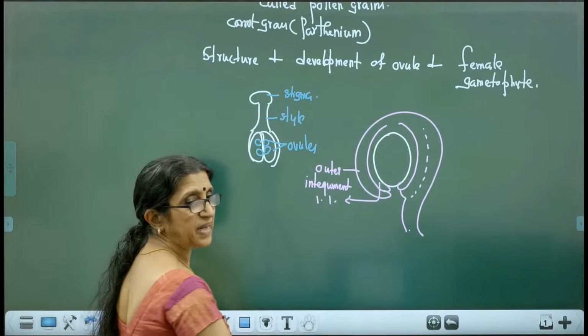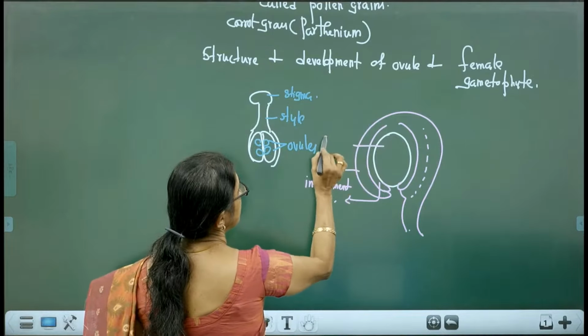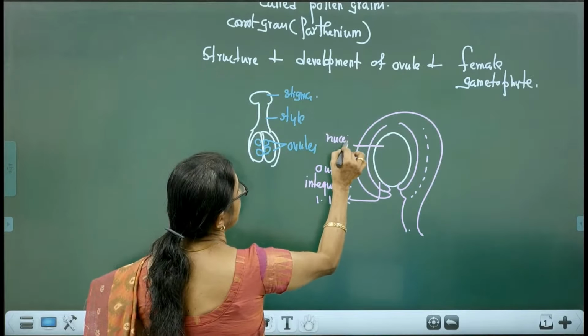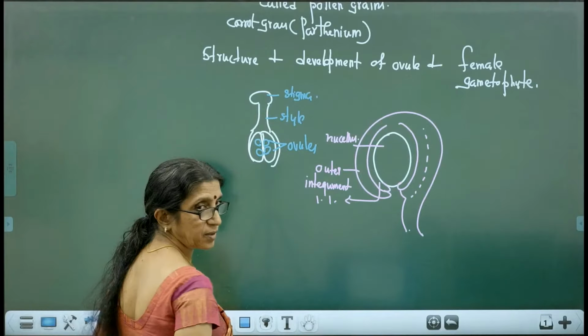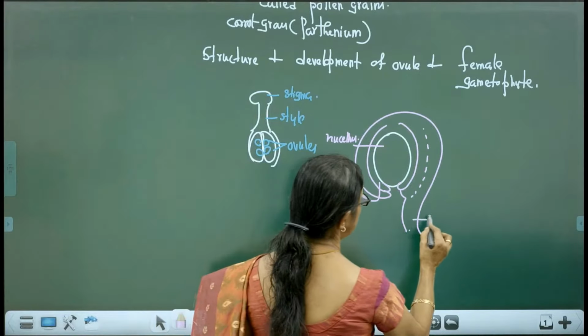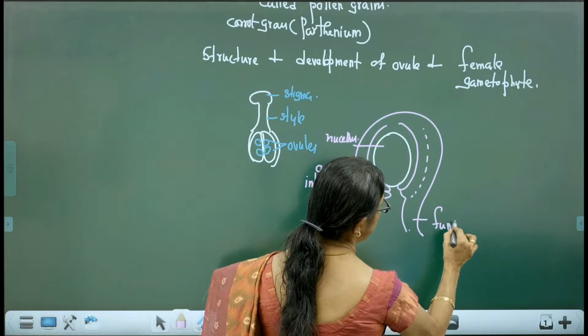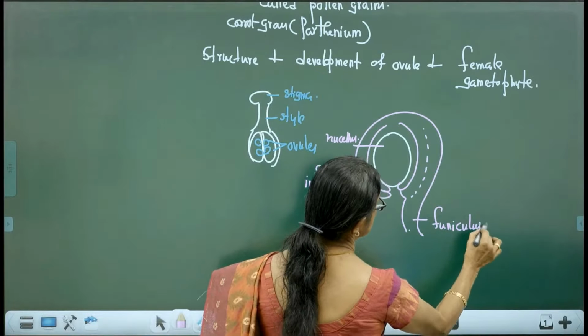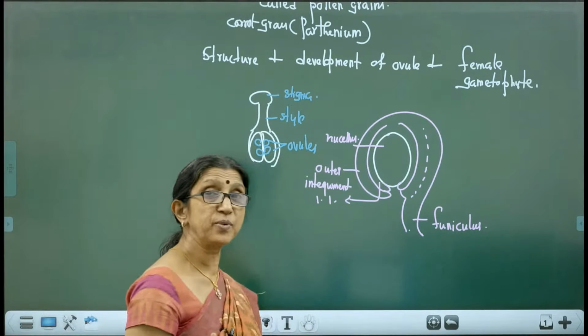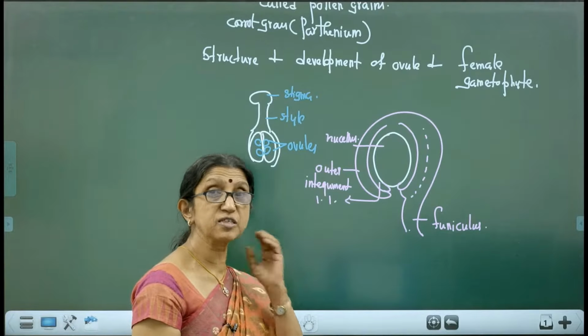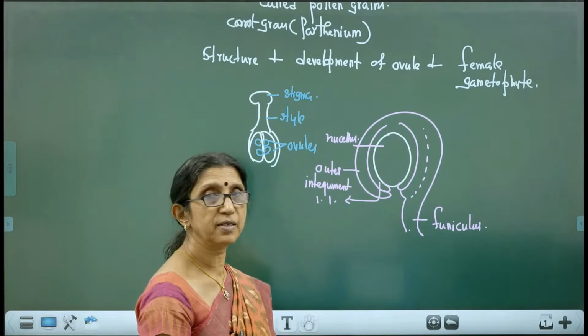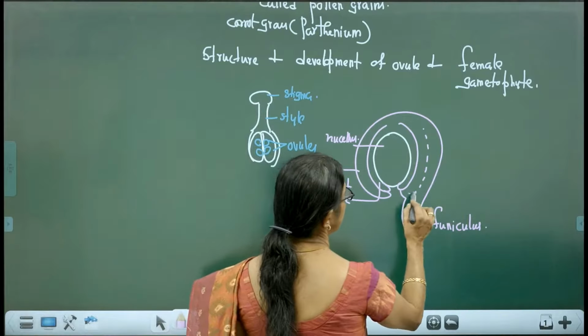The massive tissue is called nucellus and the small stalk is called funiculus. The point of attachment of the stalk, that is the funiculus, with the body of the ovule marks the hilum.